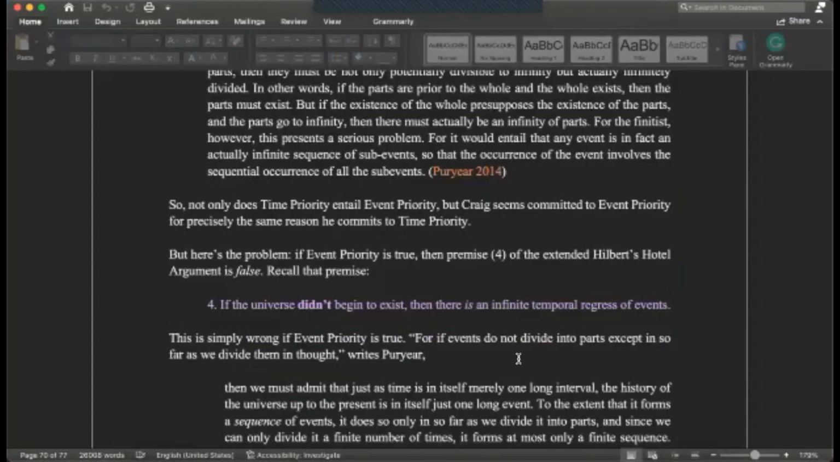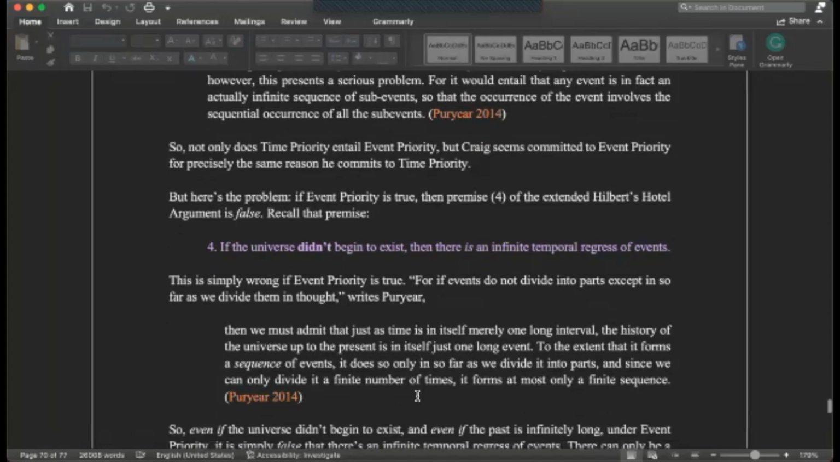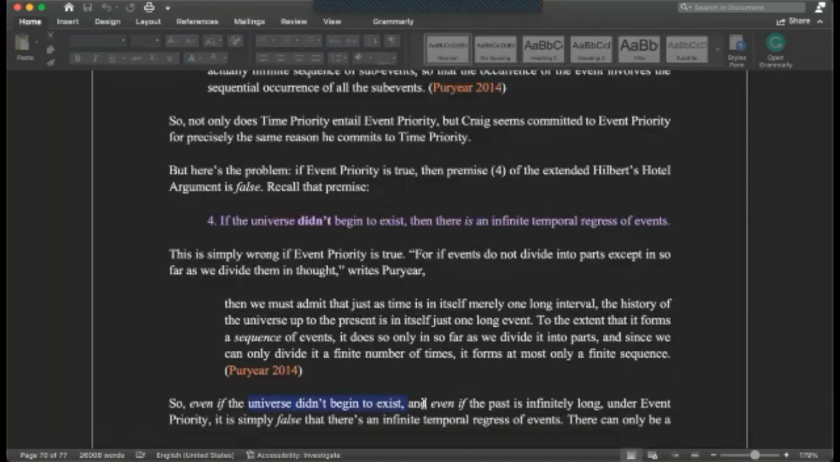For if events do not divide into parts, except insofar as we divide them in thought, writes Puryear, then we must admit that just as time is in itself merely one long interval, the history of the universe up to the present is in itself just one long event. To the extent that it forms a sequence of events, it does so only insofar as we divide it into parts. And since we can only divide it a finite number of times, it forms at most only a finite sequence. So even if the universe didn't begin to exist, and even if the past is infinitely long, under event priority, it is simply false that there's an infinite temporal regress of events.